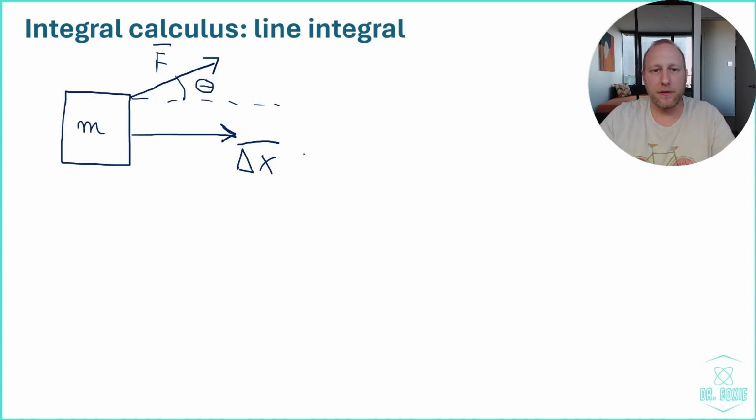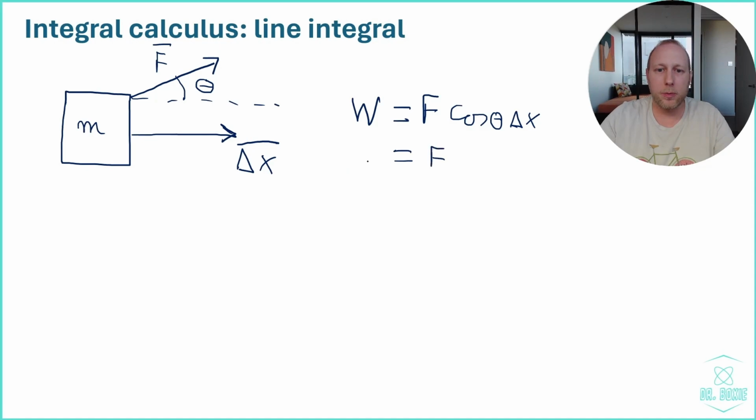The component of the force perpendicular to the displacement does no work at all. So if we want to calculate the work, we only need to look not at F itself, but at its component in the direction of the displacement, which is F cosine theta. We need to multiply that with delta x. And notice that this expression can be written as the dot product of F with the displacement vector delta x.